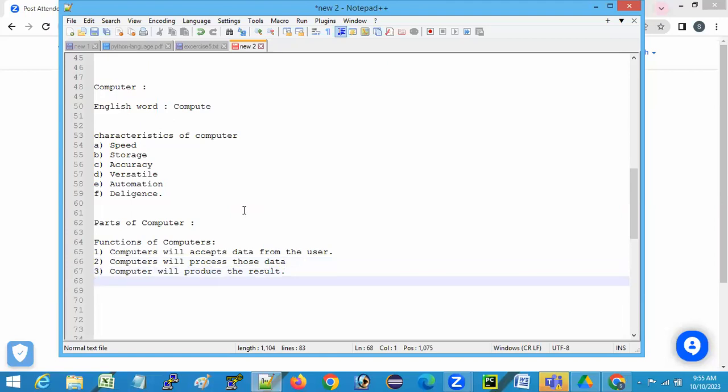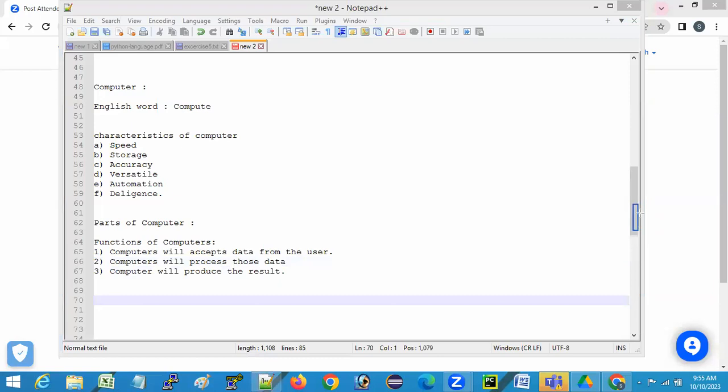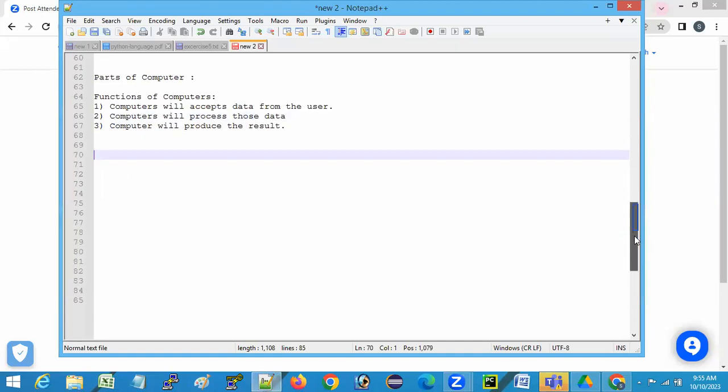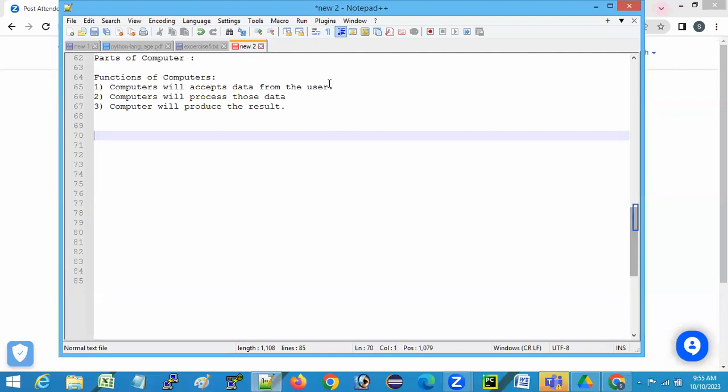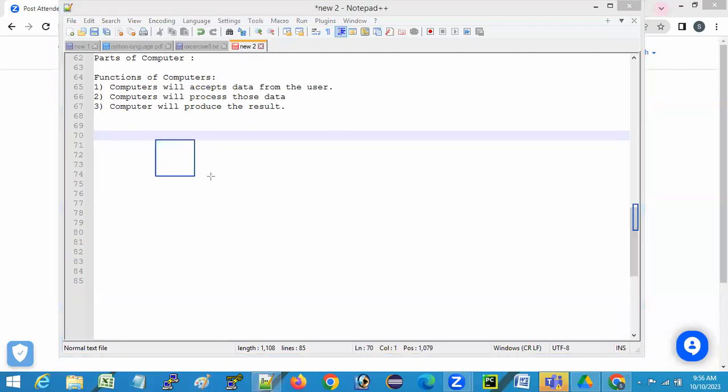Based on the functions of a computer, the computer has been partitioned or divided. So what is that? See here. The first one, second, and third. Now we'll go with Paint and show you that. Wait for a moment.